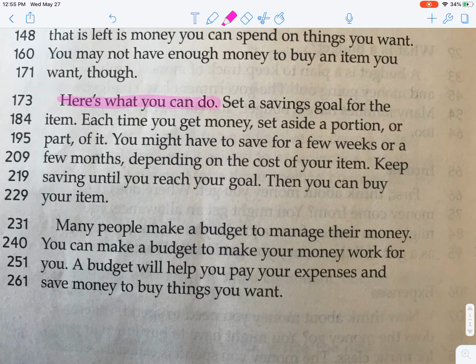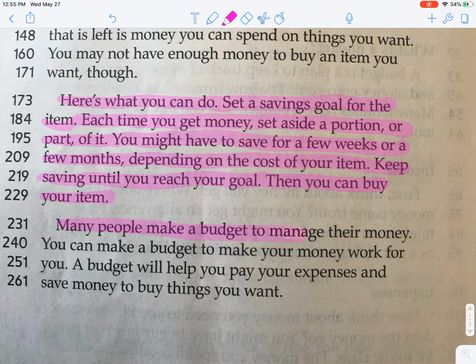Here's what you can do. Set a savings goal for the item. Each time you get money, set aside a portion or part of it. You might have to save for a few weeks or a few months depending on the cost of your item. Keep saving until you reach your goal. Then you can buy your item.